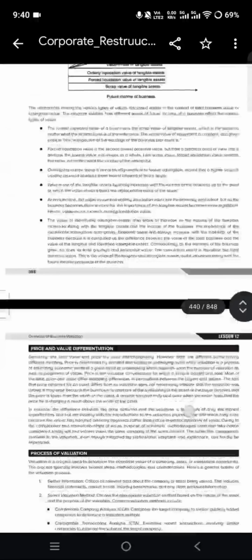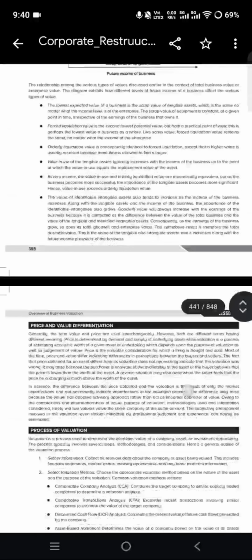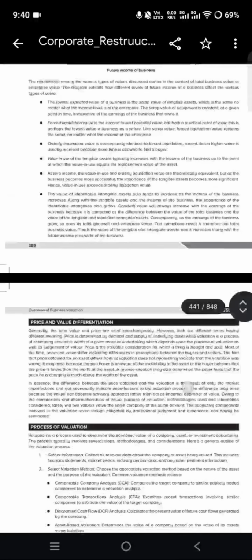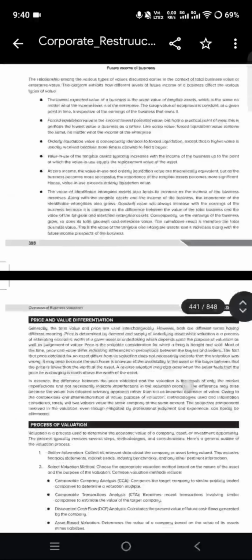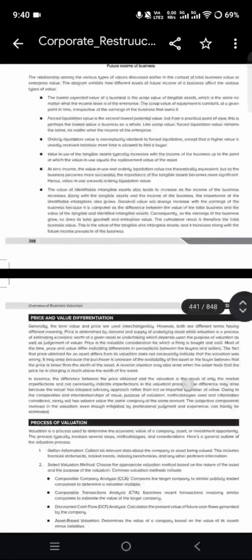Next, SEBI SAST regulations. Offer price is the price at which the acquirer announces to acquire shares from the public shareholders under an open offer. The offer price shall not be less than the price as calculated under Regulation 8 of SEBI SAST, for frequently or infrequently traded shares, according to the registered valuer.